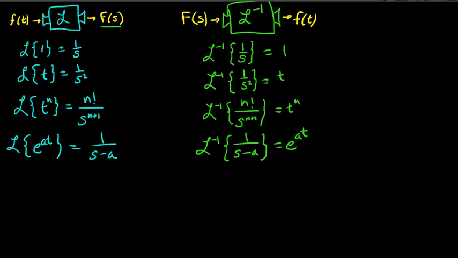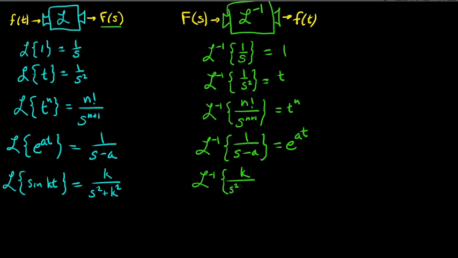What else do we do? Oh, sines and cosines, right? So the Laplace transform of sine of kt, this is the one we worked out using the definition, and we got k over s squared plus k squared, right? So the inverse Laplace transform of k over s squared plus k squared has to be sine of kt, right? And so on. There's a whole bunch more.